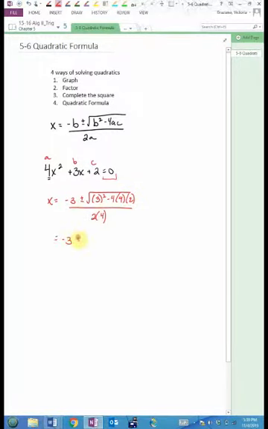So negative 3 plus or minus the square root of 9 minus 16 times 2, so minus 32, over 8. So it looks like we have the square root of negative 23 over 8. Okay, we're not done. I just want to point out right now that we have a negative under the square root, so that tells us we're going to have imaginary solutions.